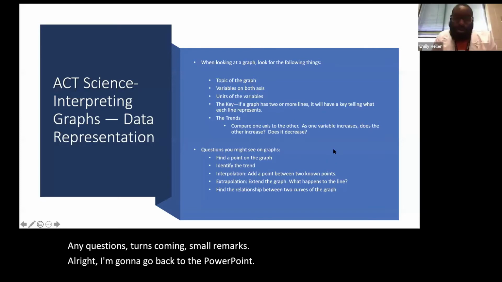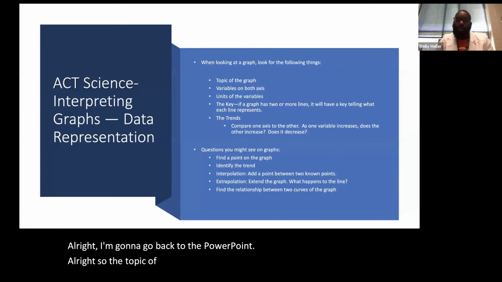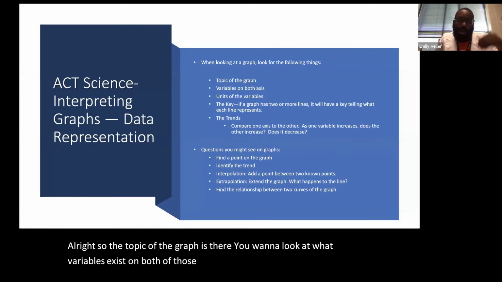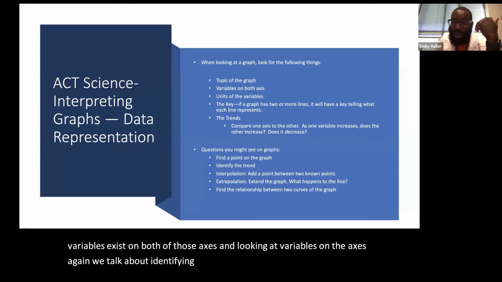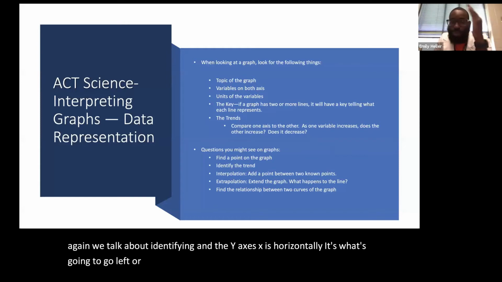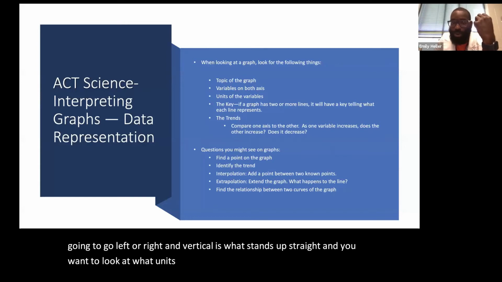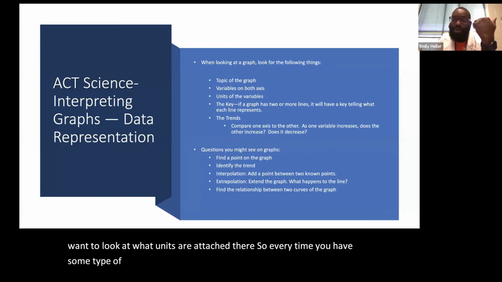All right, so the topic of the graph is there. You want to look at what variables exist on both of those axes. Looking at the variables on the axes, again, we talk about identifying the x and the y axes. X is horizontal, it's what goes left or right, and vertical is what stands up straight. And you want to look at what units are attached there. Every time you have some type of graph, it is going to have the units attached with the variable. The variable is what you're dealing with.